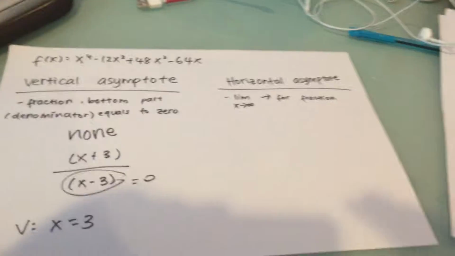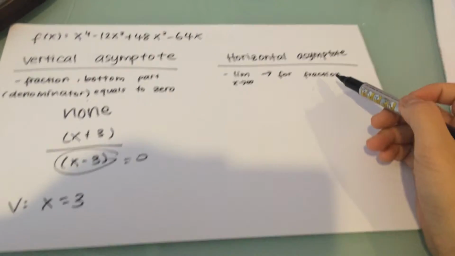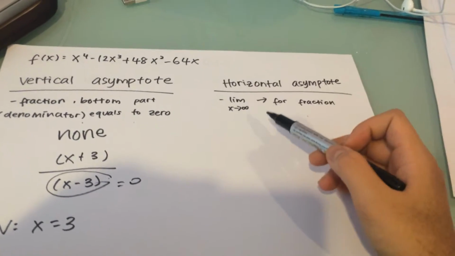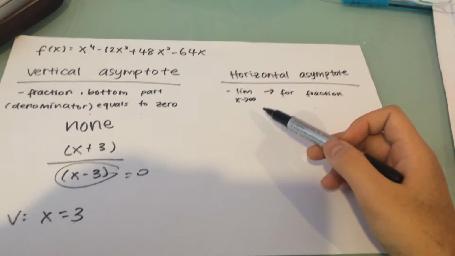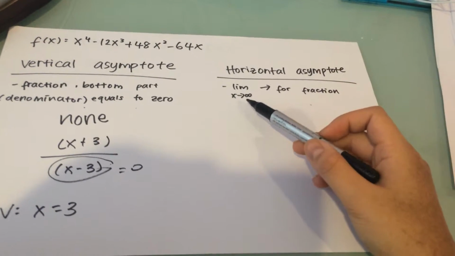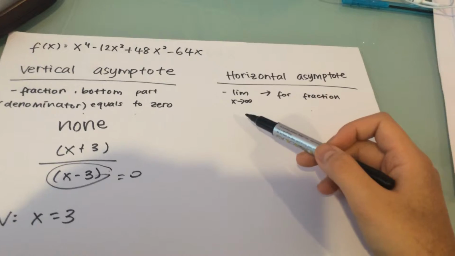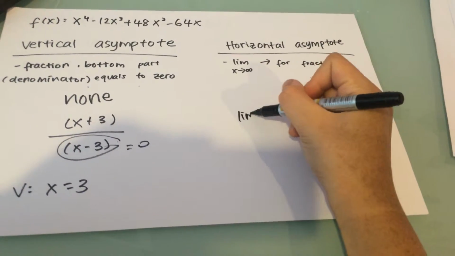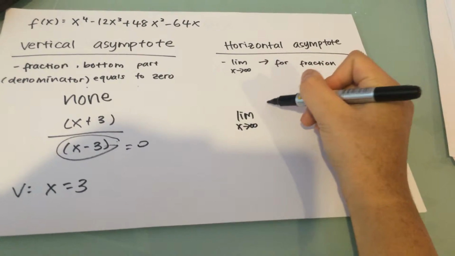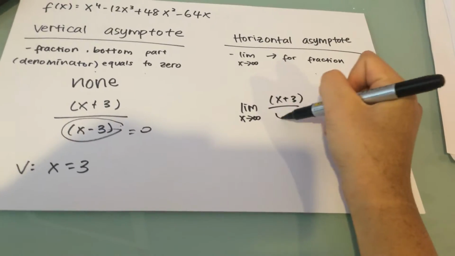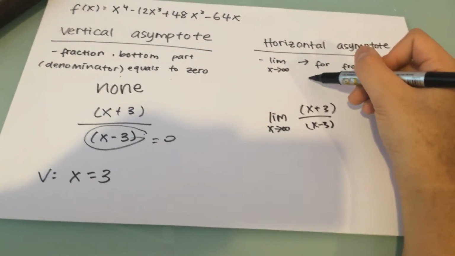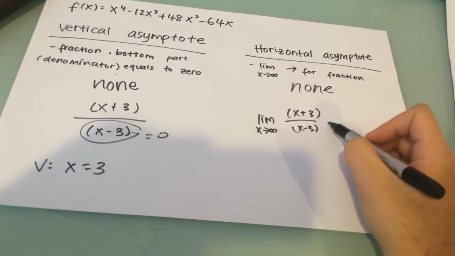And then for the horizontal asymptote, again, it applies only for fractions. You take the limit as x approaches infinity. I'm sure you guys have learned this thing. By the way, in this case, there is no fraction, so it's none. I'm gonna make an example.